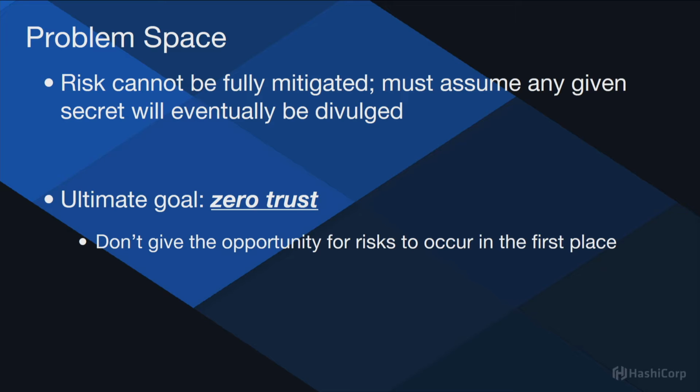The ultimate goal is zero trust. Don't give opportunity for risks to occur in the first place, right? So if you have persistent storage that's encrypted, don't give the access key out to everybody. Don't give the encryption key out to all of your employees. Minimize that risk. Ultimate goal is zero trust. Always keep that in mind.